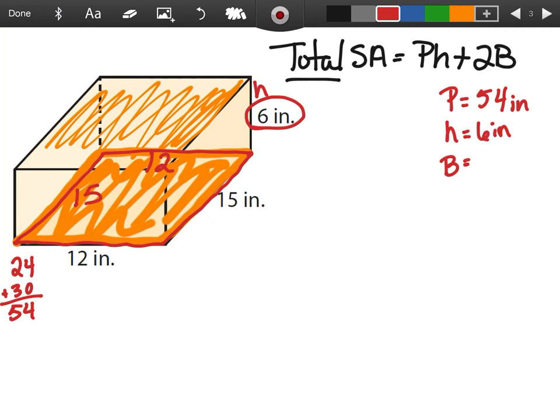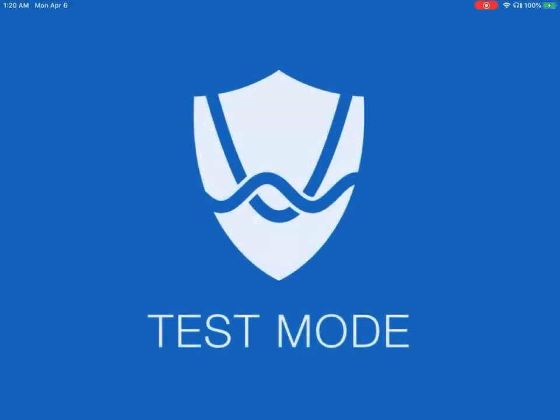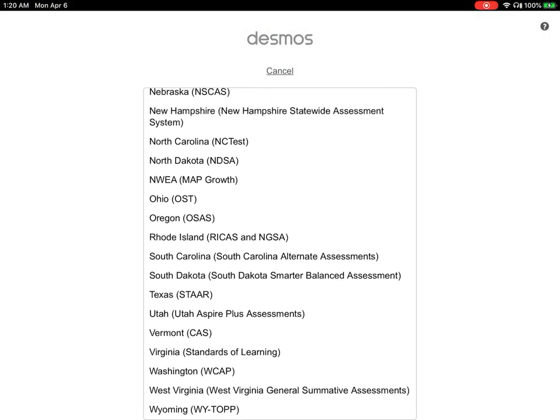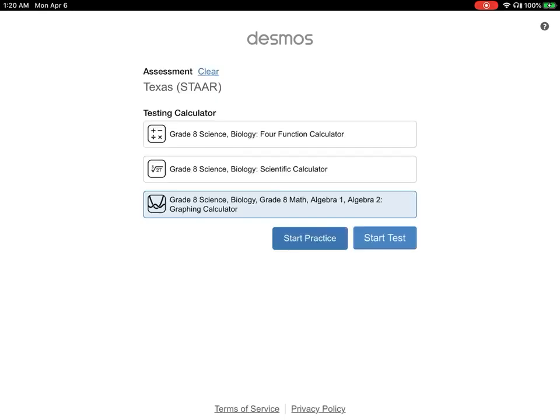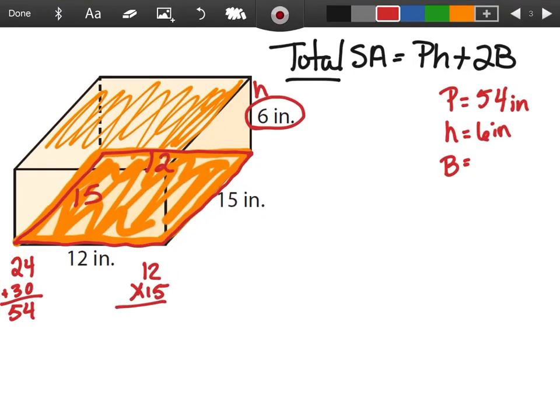Big B, again, is the area of my base. Because my base is a rectangle, area is length times width, remember? So it would be 12 times 15. Remember, guys, you can use Desmos. I'm going to slide over to Desmos real fast because I don't feel like doing that one in my head. When you're using Desmos, pick your assessment. We are in Texas, so we're going to choose Texas STAAR and practice. 12 times 15 is 180. So my big B is 180 inches.